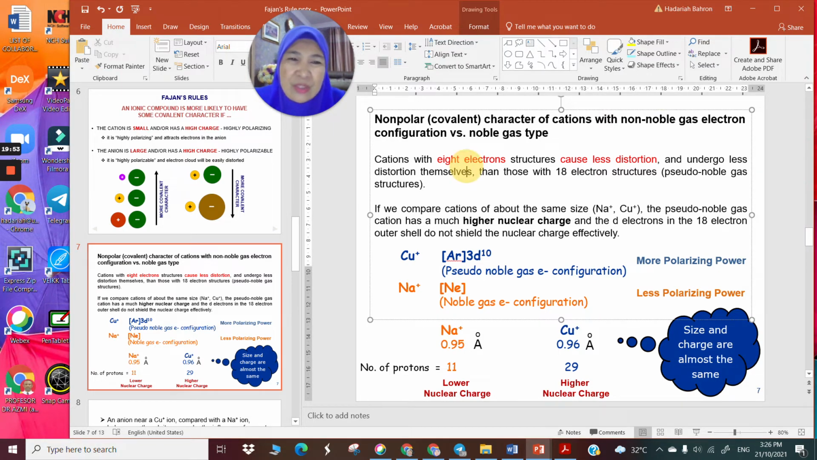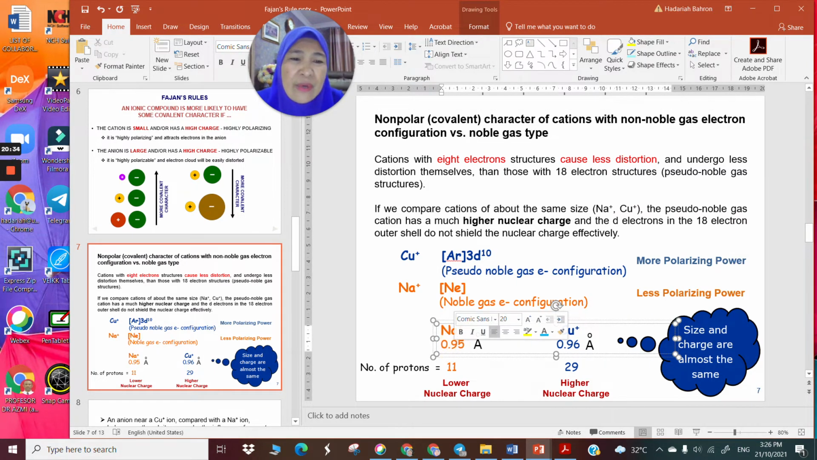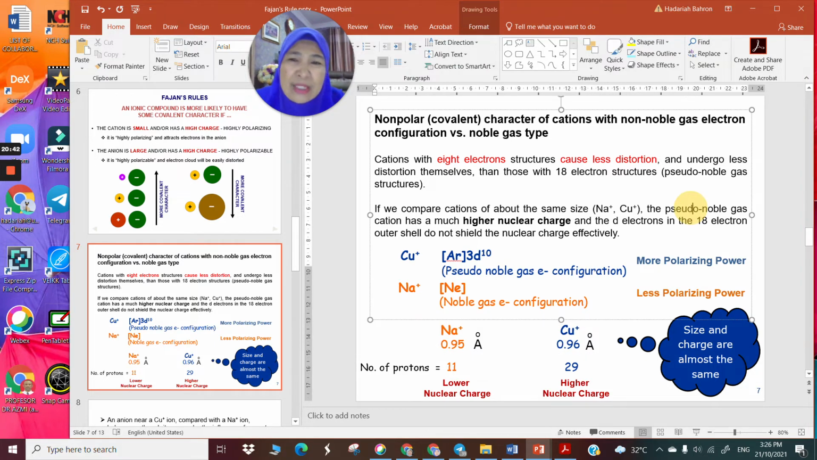So cations with 8 electron structures will cause less distortion. Why? Because of the complete shielding, because you have the octet outside. That means it undergoes less distortion than those with 18 electron structures. When we talk about 18 electron structures, we are talking about transition metals because they are pseudo noble gas structures. So if we compare cations of about the same size, we can compare sodium plus and copper plus. Sodium plus is 0.95 angstrom, whereas copper plus is 0.96 angstrom. Very, very small difference in size. But the pseudo noble gas copper has higher nuclear charge than sodium plus.